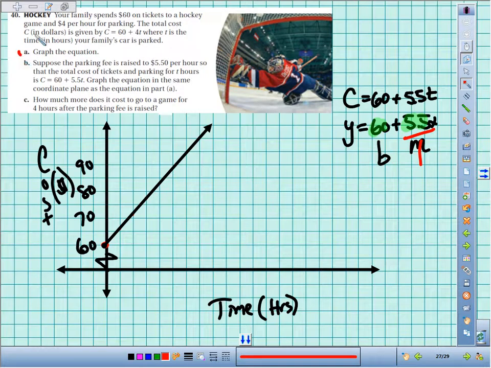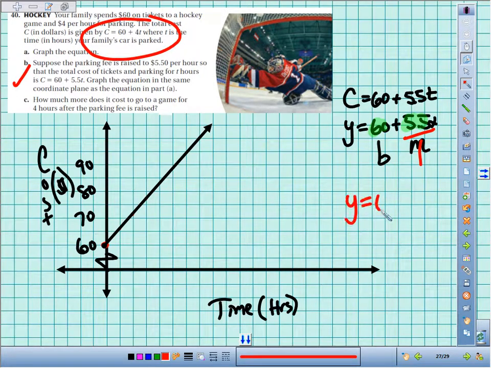There's part A. Part B, suppose the parking fee is raised to $5.50 per hour so that the total cost of the tickets and parking for, oh nuts, $5.50, I was looking at the wrong equation. Okay, well we just graphed B, so it's not too bad. Let's graph A. It's $60 plus $4 an hour.